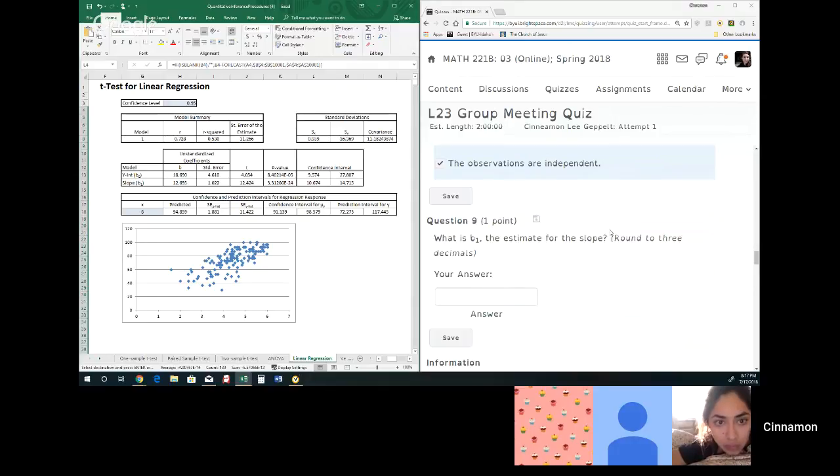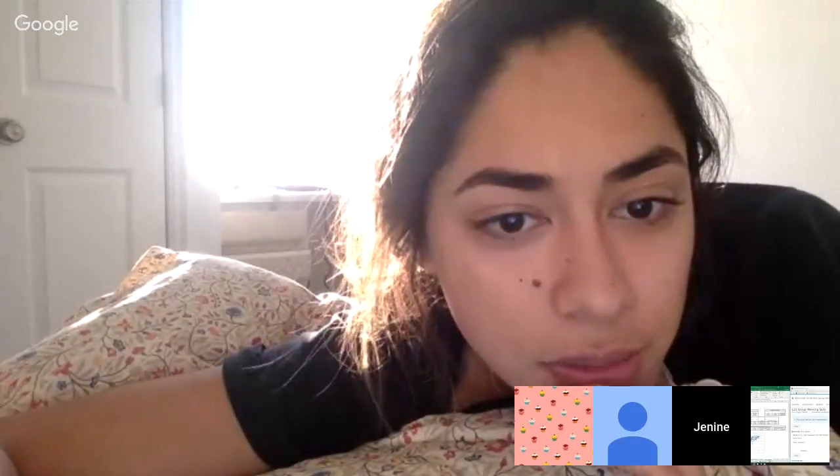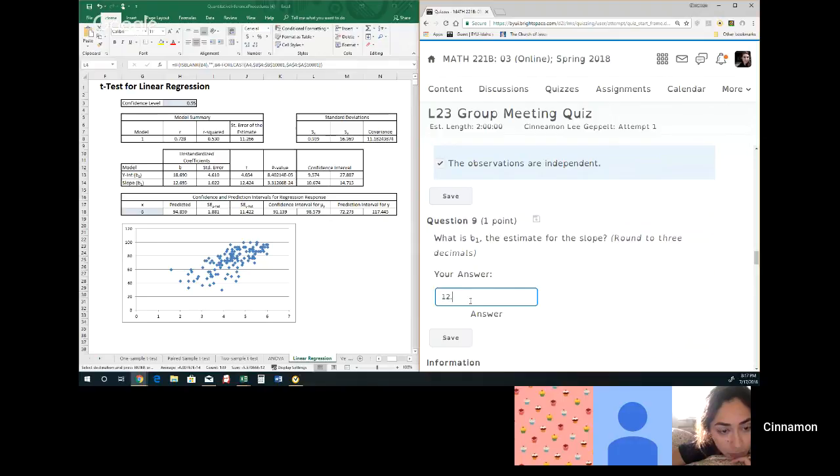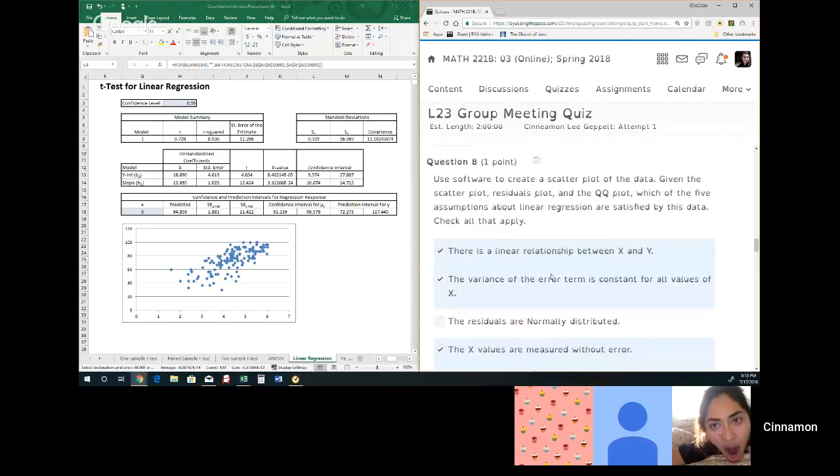What is B1? So Janine, you're looking that up. What is B1? The estimate for the slope. If the data is normally distributed, the points in the QQ normal plot lie on a straight diagonal line. That's not normally distributed then. That's what it's saying, right? Yeah. Okay.